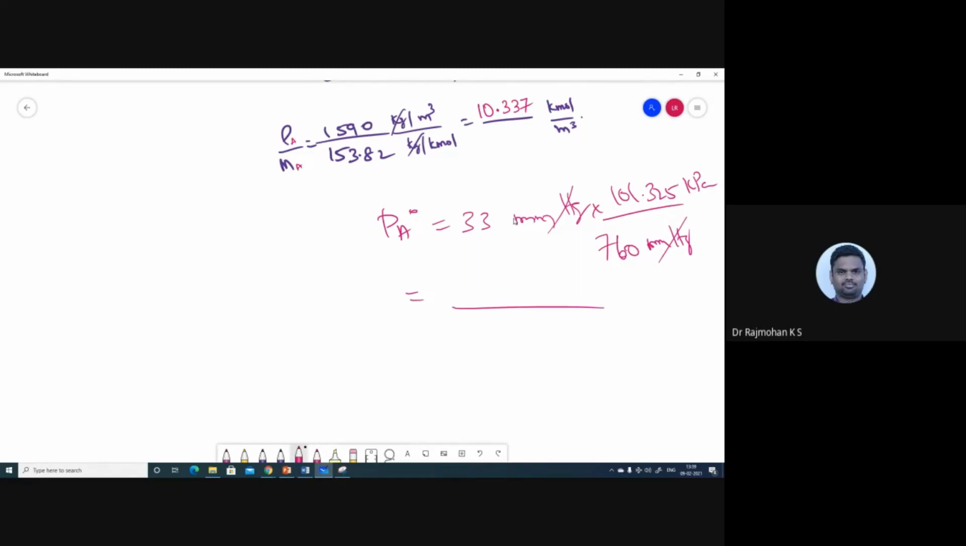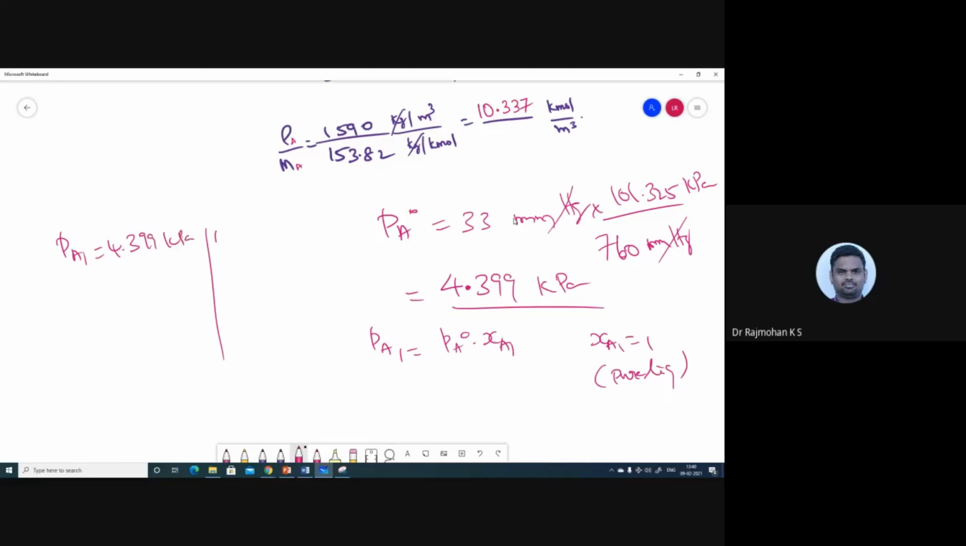101.325 into 33 divided by 4.39, 4.99, 39. Okay, kilopascal, right? So same thing we have tried here. PA1 is equal to PA naught into XA1, equal to 1 for pure liquid. So we have PA1 value. So PA1 is 4.399 kilopascal.